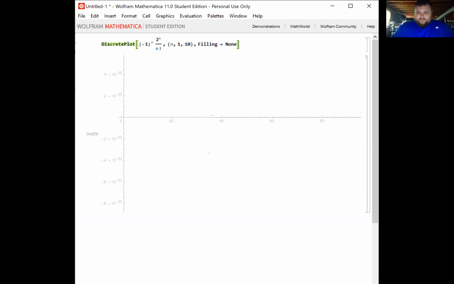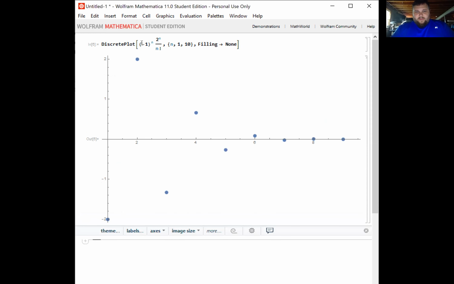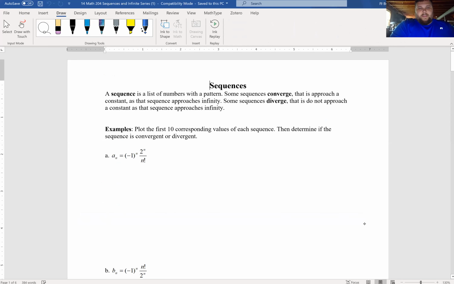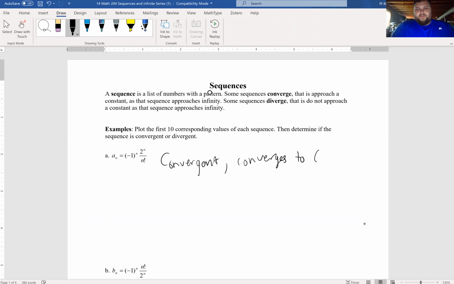So it only asks us to do the first 10. And even then, we can see that this thing is approaching 0. So we would say, let me jump back here. We would say that this is a convergent sequence, and it converges to 0.